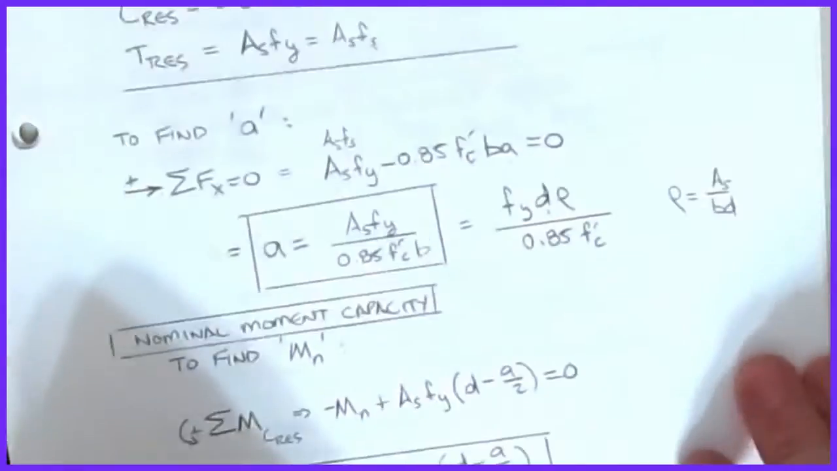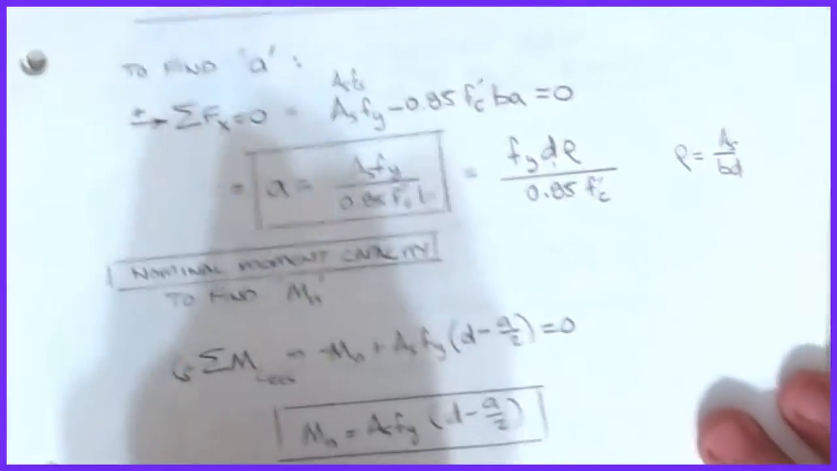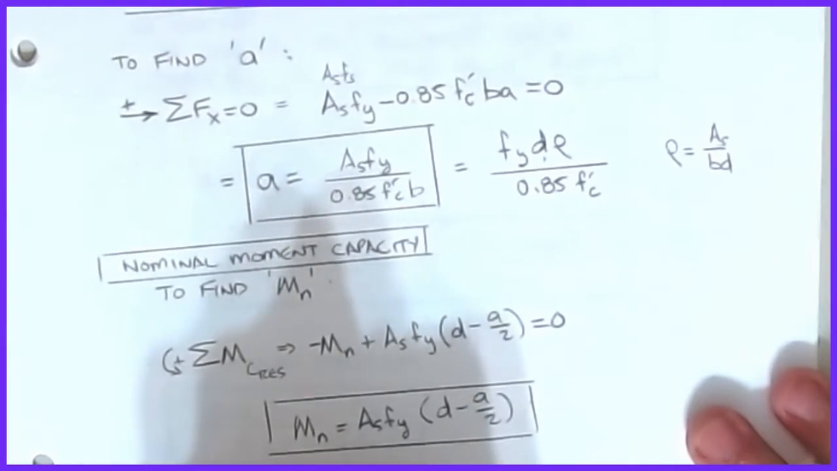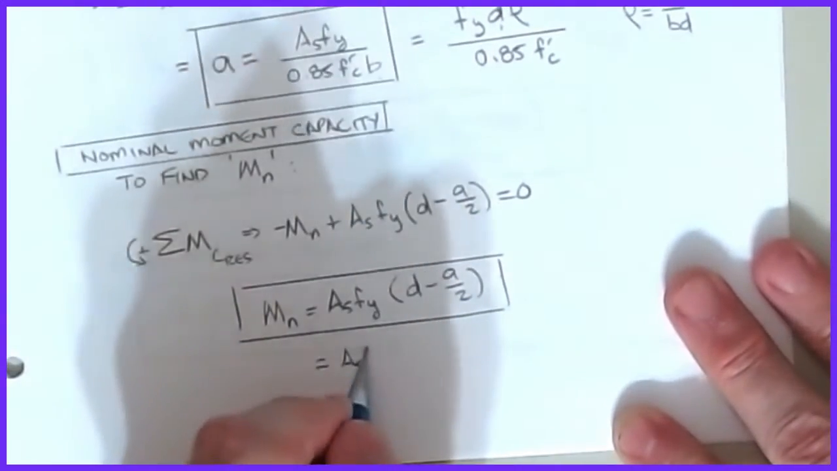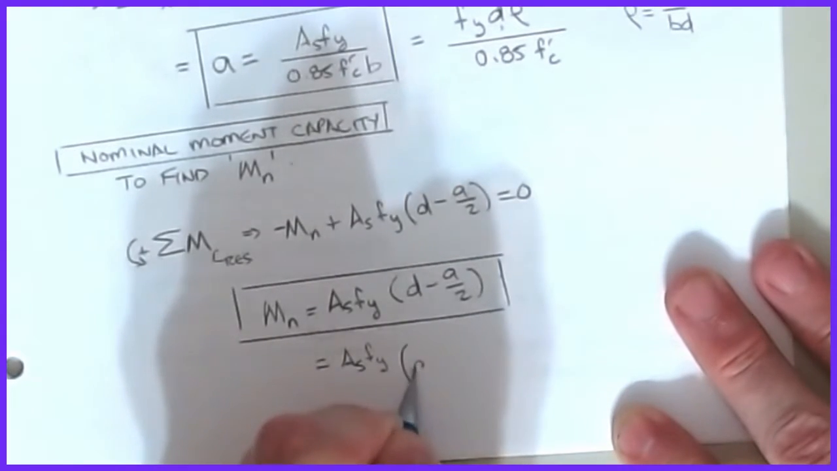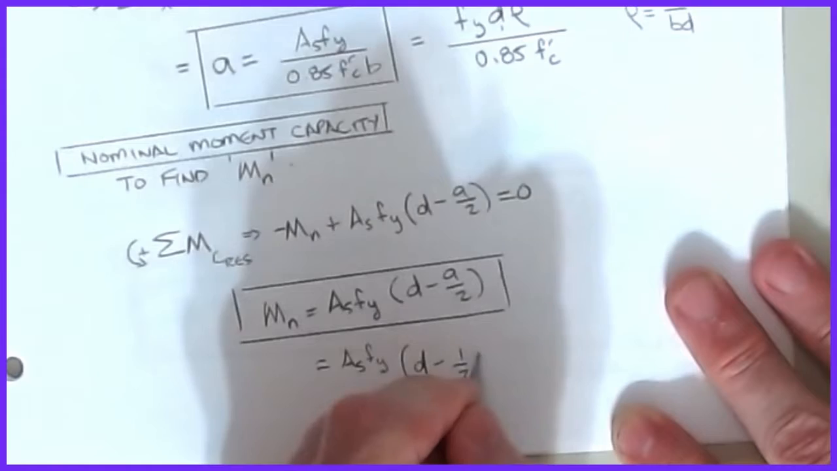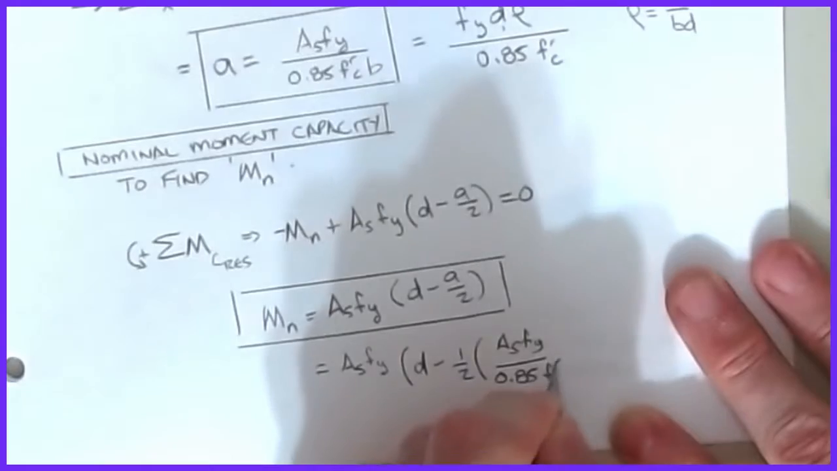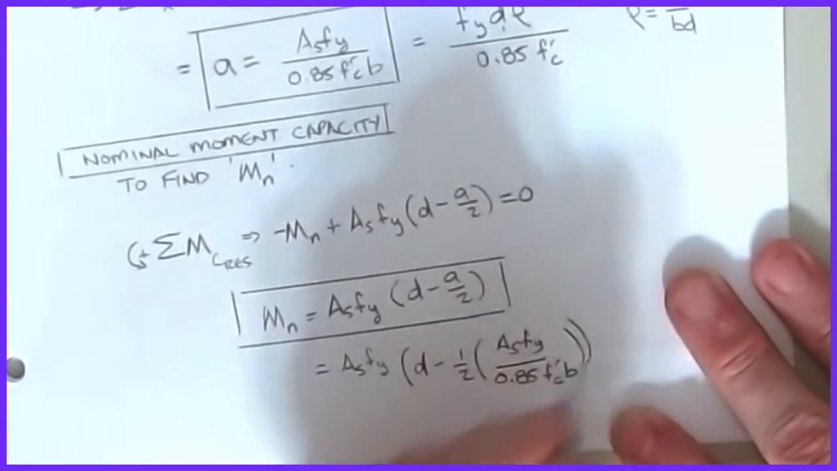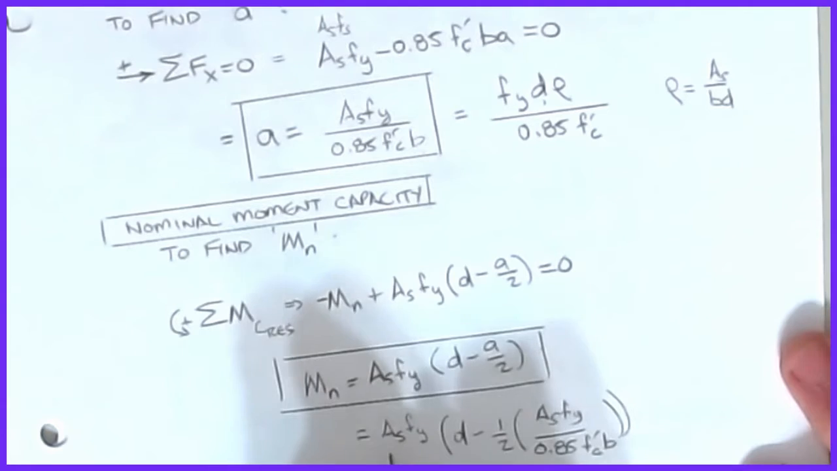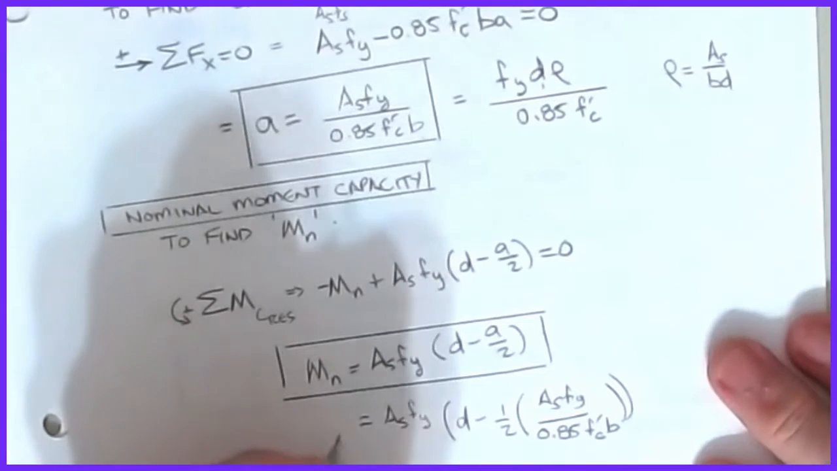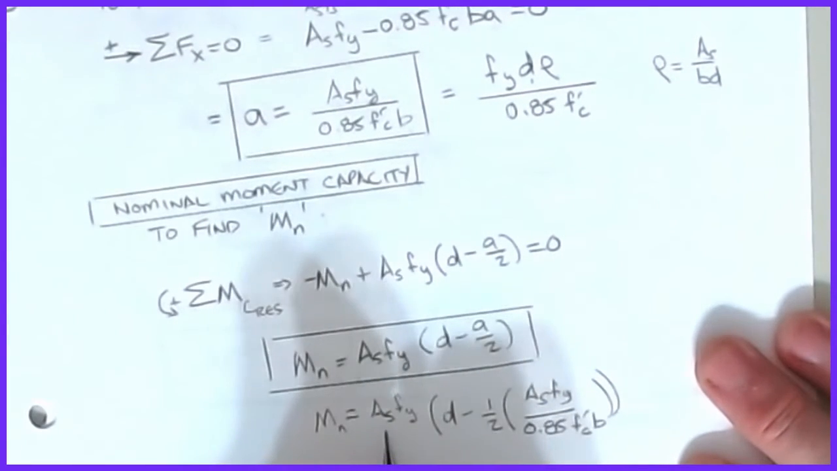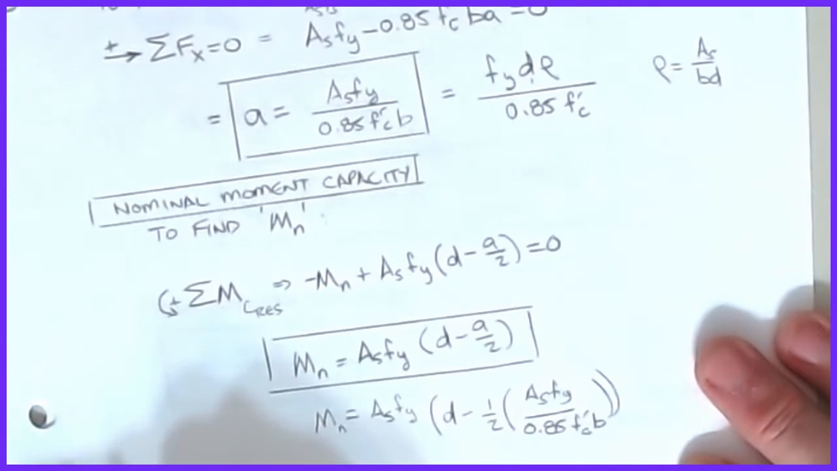Super, super, super easy. Now, one of the things we'll do a lot of times, especially in design, is modify this formula ever so slightly, and say, let's do AS FY times D minus 1/2 of AS FY all over 0.85 F prime C times B. And when I do that, if I know everything except the area of steel for a given nominal moment, all I have to do is plug in AS, my area, and I will kick out the moment. And that's it.